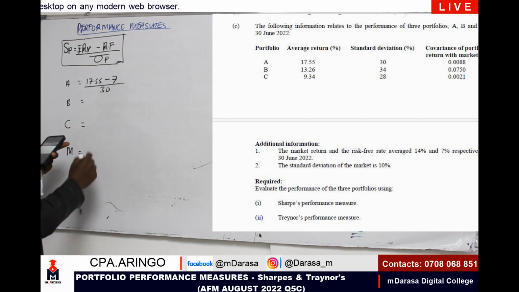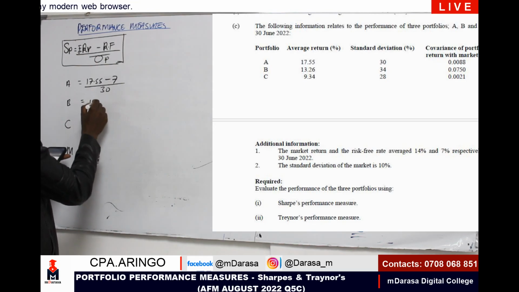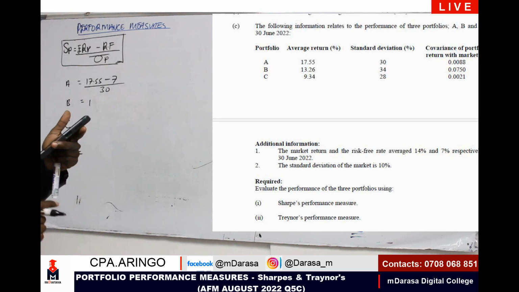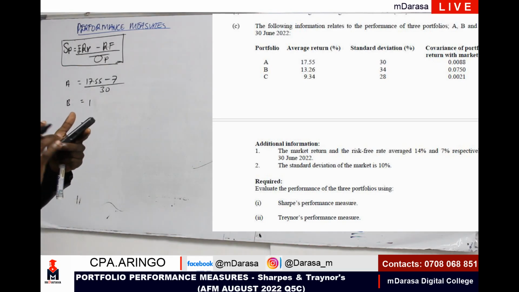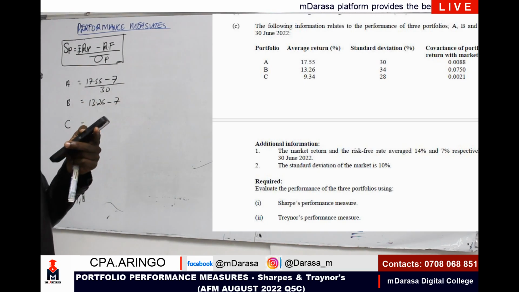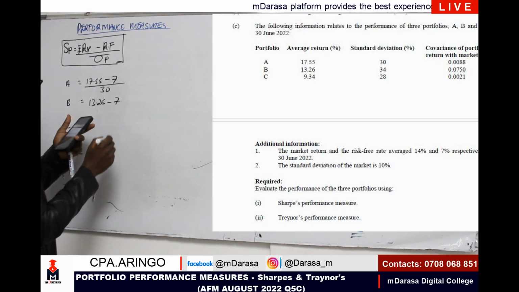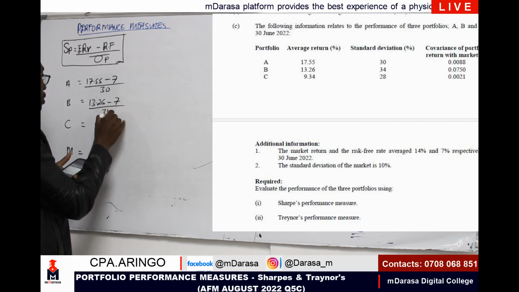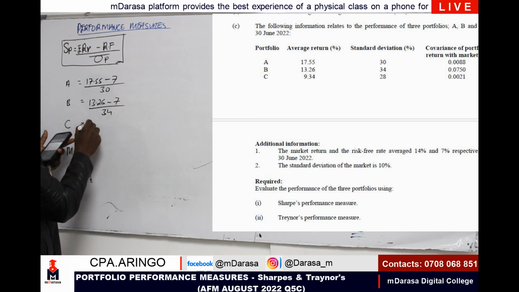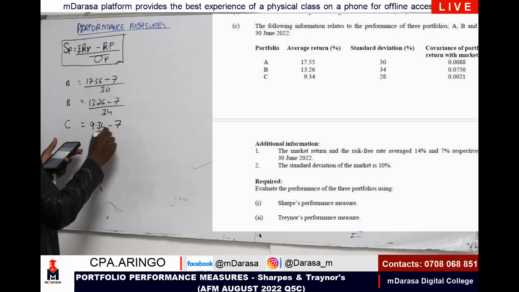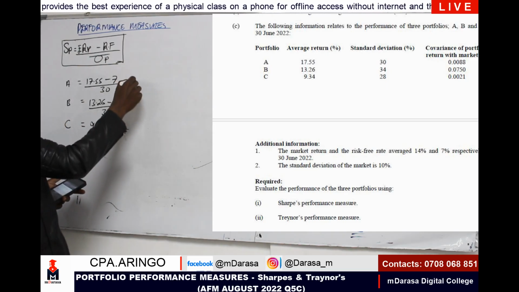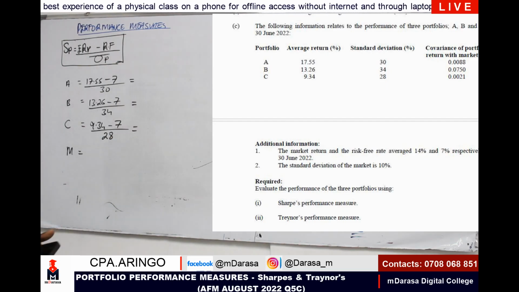For B, I know very well now, the risk-free will not change, but the expected return of the portfolio will. For B, I'm having 13.26 minus our risk-free, which will not change, to be 7. Of course, we divide by the standard deviation. In this case of B, I'm having 34. For portfolio C, I'm having 9.34 minus risk-free, which is 7. Standard deviation of the portfolio, I'm given 28.